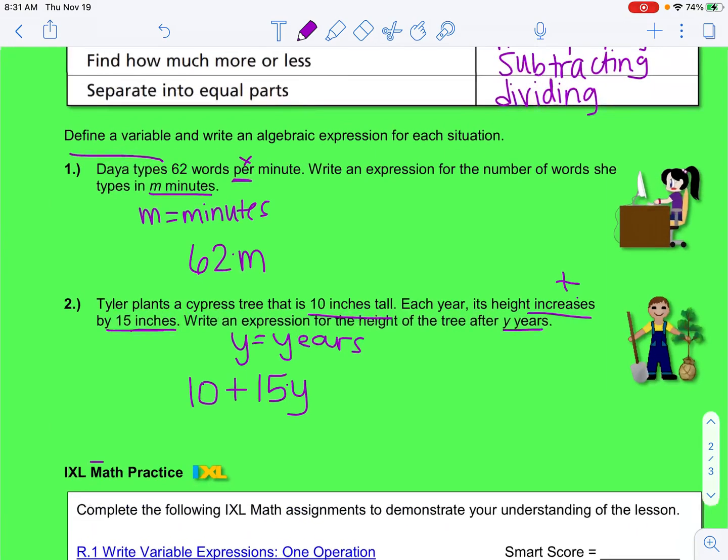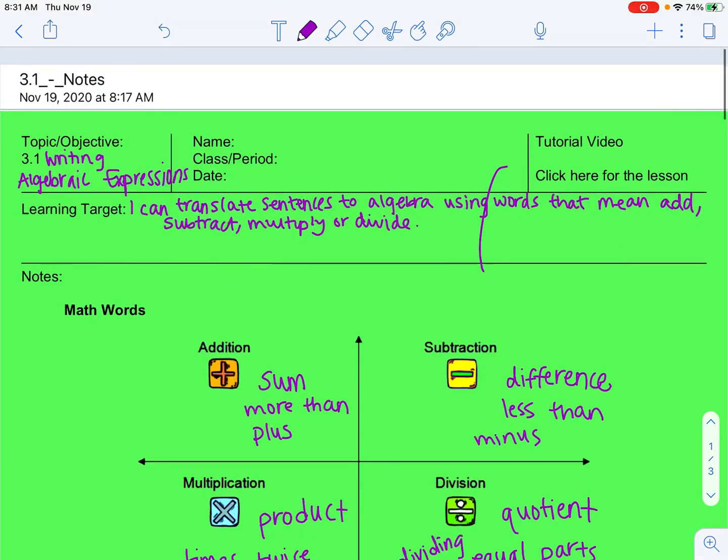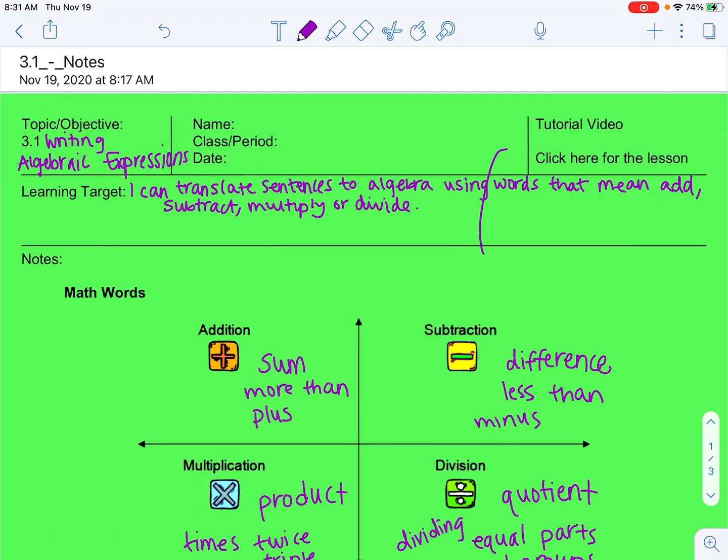Alright, so that is our first lesson on 3.1, all about writing algebraic expressions. I hope it went well. If you're struggling, please let me know.